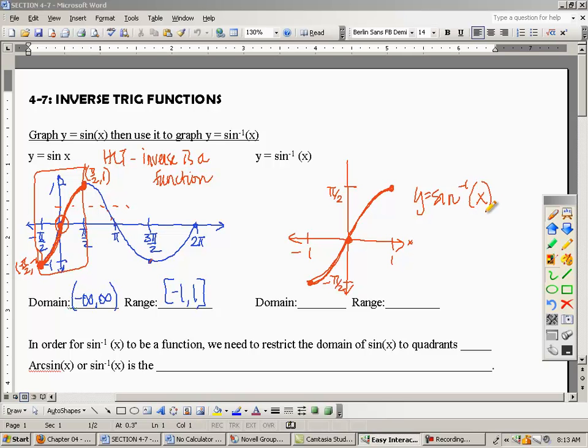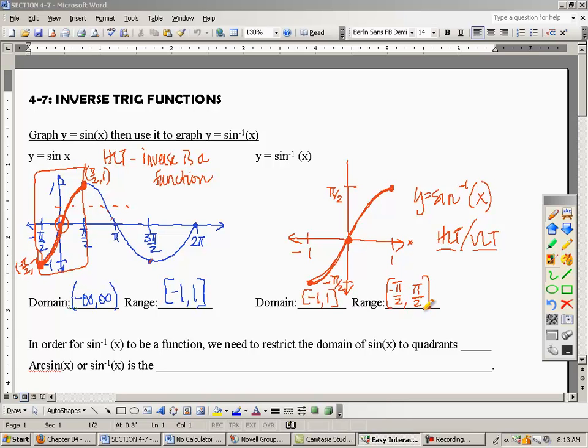And you notice we had to restrict it. Now if you look at this inverse sine function, it will pass both the HLT and the VLT, which is what we want to happen because we want to know that this is a function and its inverse, the regular sine graph, is also a function. Now if we look at domain and range, our domain now goes from -1 to 1, and our range goes from -pi over 2 to +pi over 2.